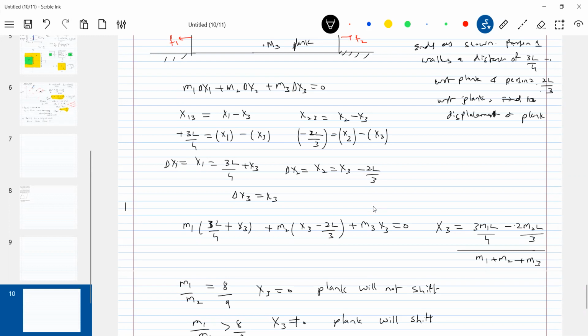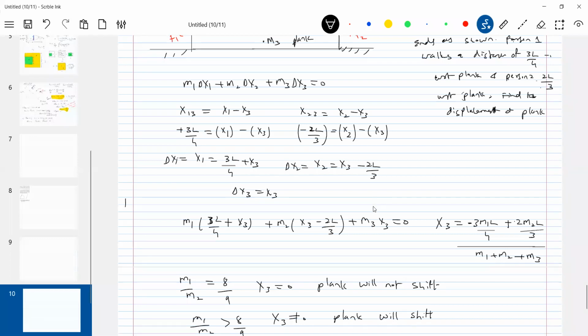Numerator? Yes, sir, numerator. What should be the sign? Minus 3m1 and plus 2m2. Okay, fine. Now m1 by m2 equals 8 by 9. Okay, that's it after solving.